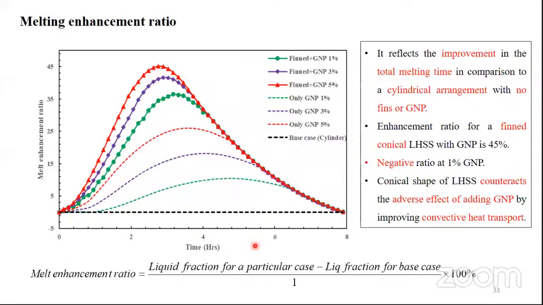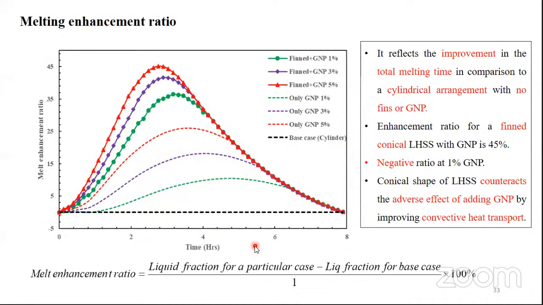There is a factor which is known as the melt enhancement ratio. It is the difference between the liquid fraction of a particular system, whether it is a conical type of energy storage system which has fins incorporated in it, or graphene nanoplates incorporated in it, or a combination of both. So the liquid fraction of that particular case is compared with the liquid fraction of the base case, which is neither having any fins in it nor any graphene nanoplatelets in it. It is just a bare PCM. And then we try to find out what is the melting enhancement ratio of that particular system.